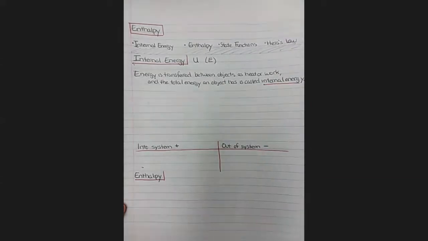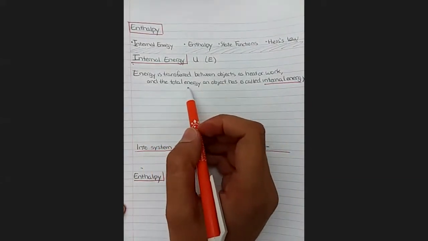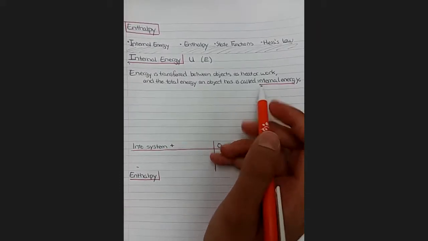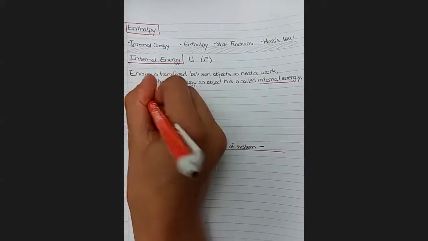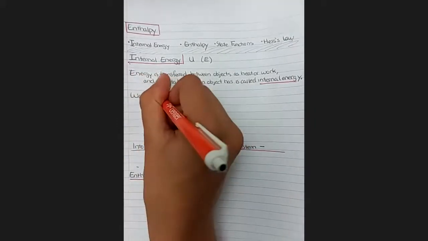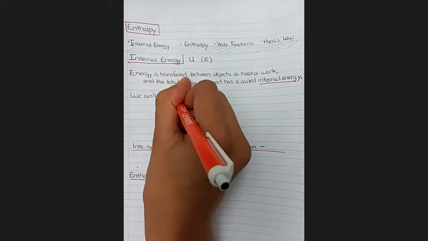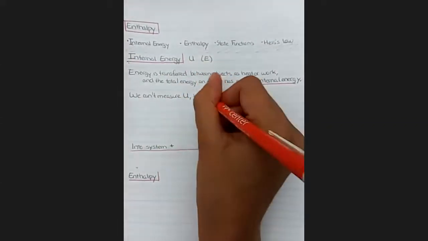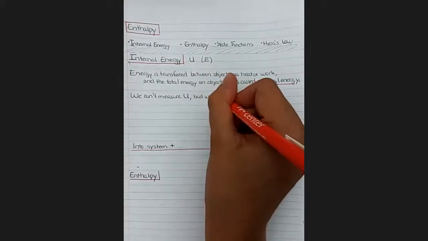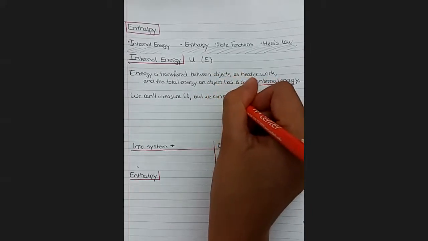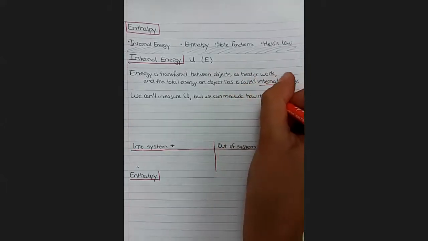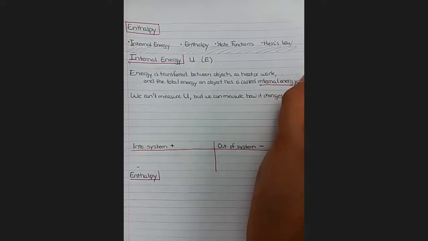Internal energy. Now we don't actually have a thermometer we can stick into an object and measure its internal energy. That's not something we're able to do. We can't actually measure U. But what we can do is measure how it changes in the form of energy transfer. So the change is going to be delta U, and that is something we can measure.